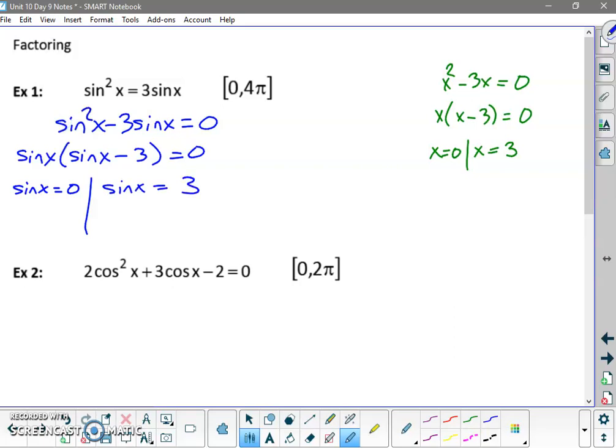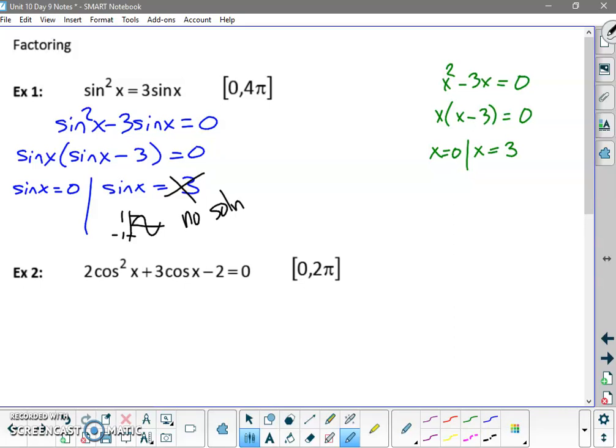Well, I'm going to talk about this last one here. Sine x equals 3. There's a couple ways you can think of this. Think of the unit circle. Think of your sine graph. Can't go above 1, can't go below -1. So once you get a sine value that's above 1 or below -1, there's no solution from that particular equation.